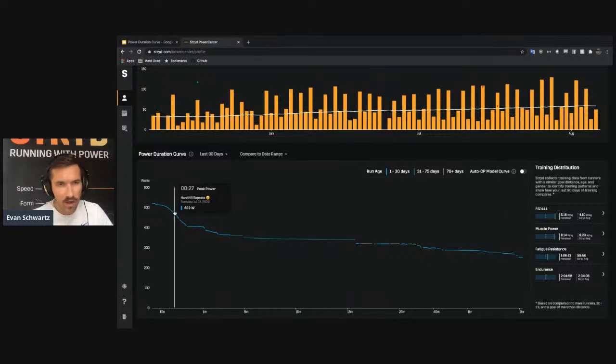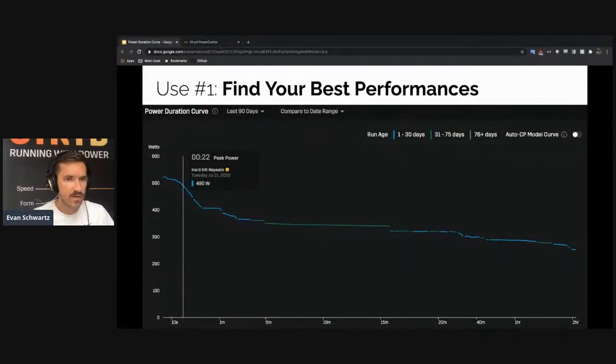This is another thing that I love about not only the illustration of the power duration curve, but the sort of ability that we have to go into the power duration curve and actually understand our own running. So I can kind of mouse over this and understand how my different activities contribute to different sections here. So let's jump back into the slides and talk about the next consideration here.